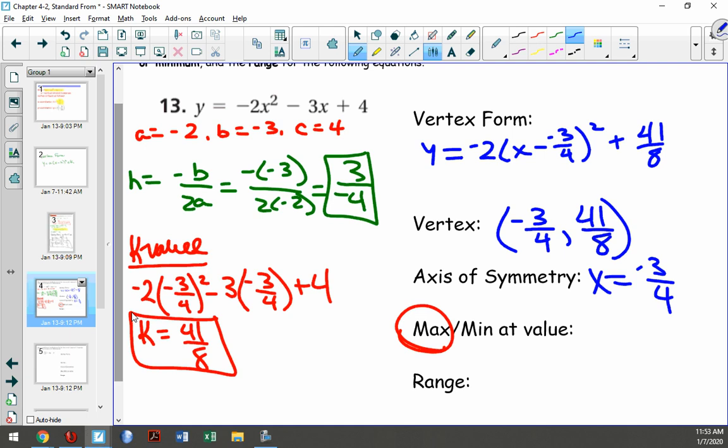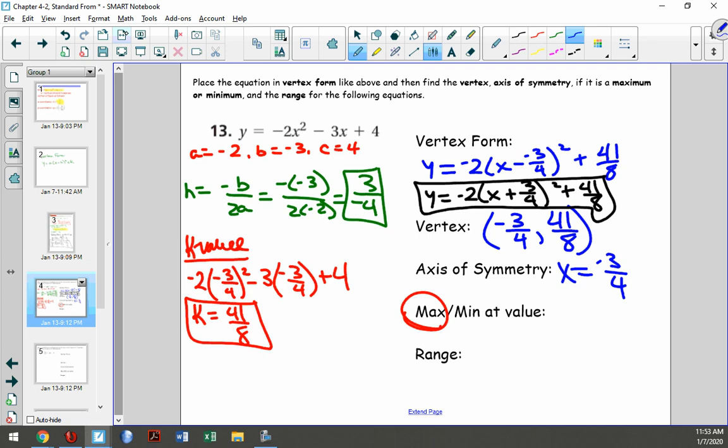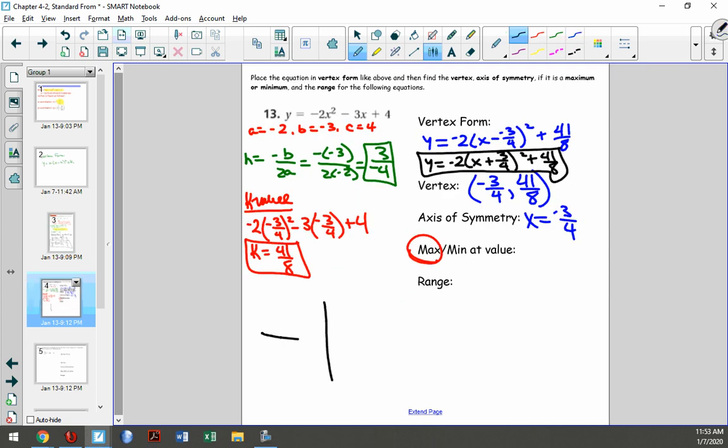Do I like the way that is written? What do I need to do? Y is equal to -2 parenthesis x plus 3 over 4 quantity squared plus 41 over 8. This is what I needed to see. Now, we're taking yesterday's lesson and combining it with today's lesson. So of course I want you to graph this thing, correct?